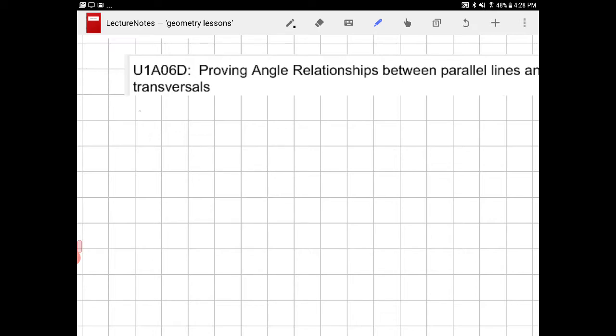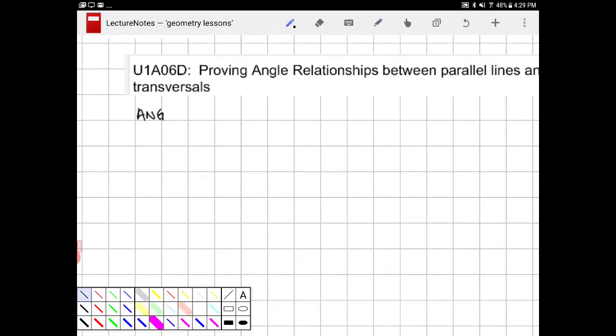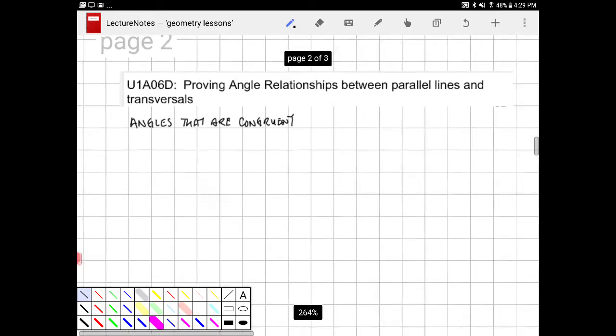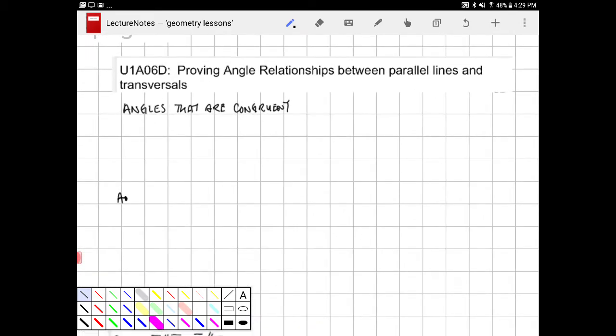So we can either recognize angles as being congruent. So I'm going to write this here. Angles that are congruent versus the angles that are supplementary. So what are the angles that are congruent that are formed by parallel lines cut by a transversal?